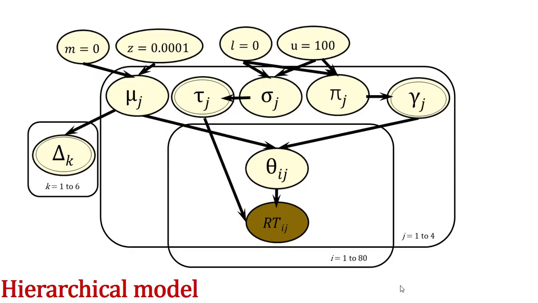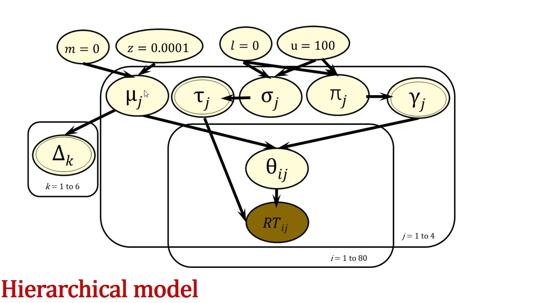So I will briefly explain the hierarchical model. The I plate: things inside this plate repeat 80 times. Things inside the J plate repeat 4 times, and things inside the K plate repeat 6 times. Things outside the plate do not repeat. So basically I represents the number of participants. There were 80 participants, and J is the number of conditions, 4 conditions.